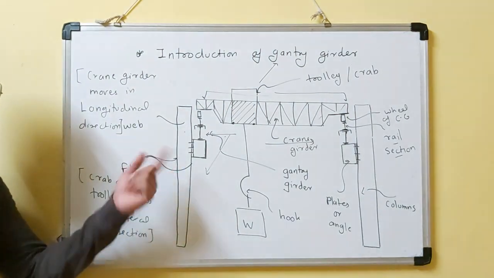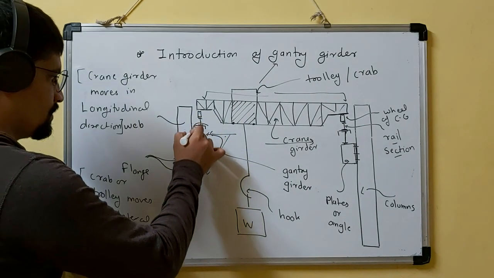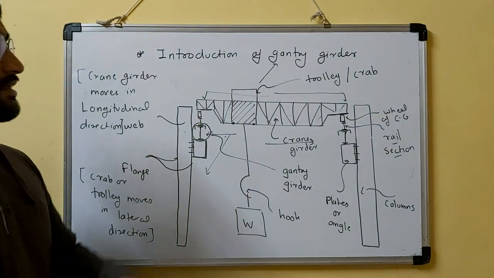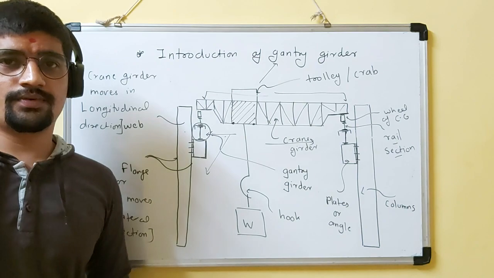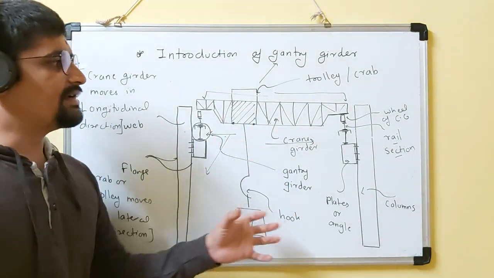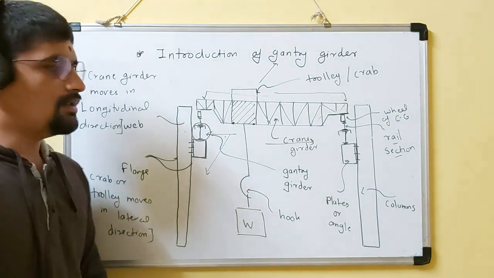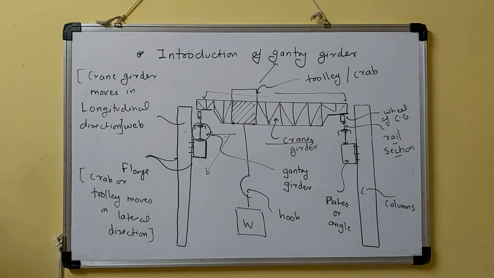Okay, this is the geometry I have explained to you about all the crane sections, and where the gantry girder is placed. So this is the geometry. This is the overview of the figure of an industrial crane where the gantry girder is used.